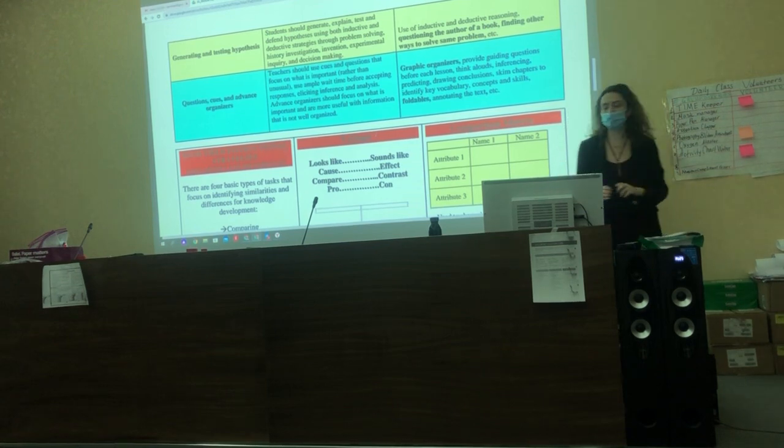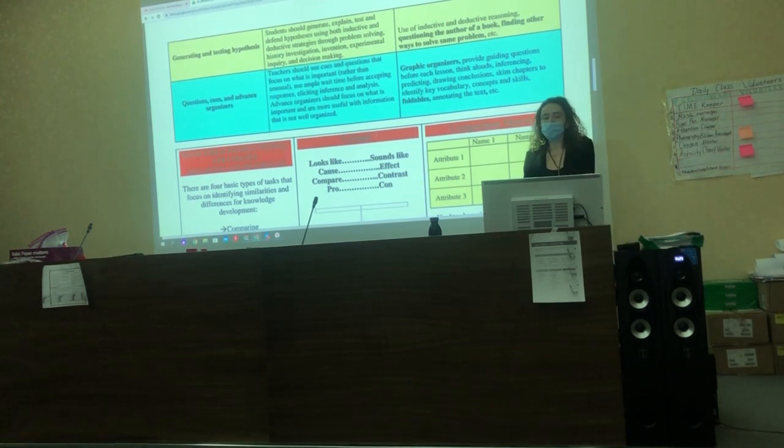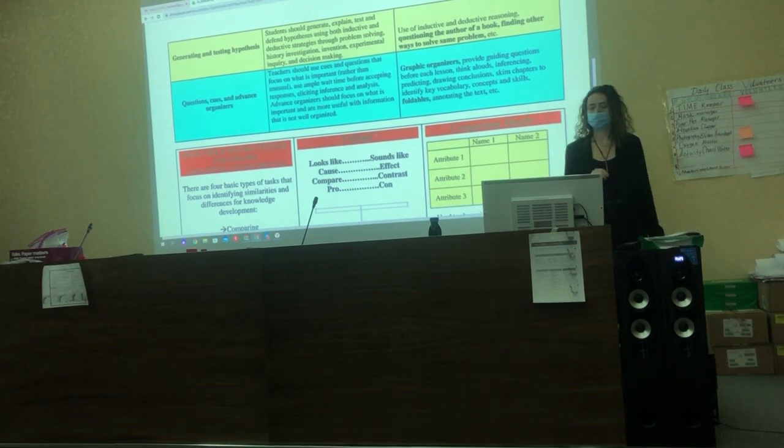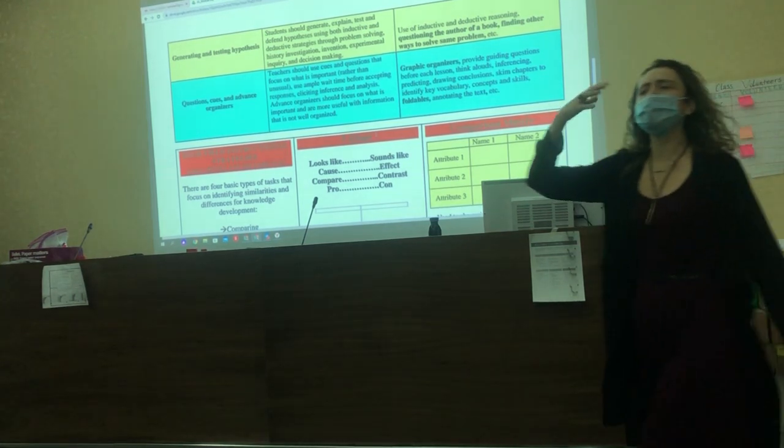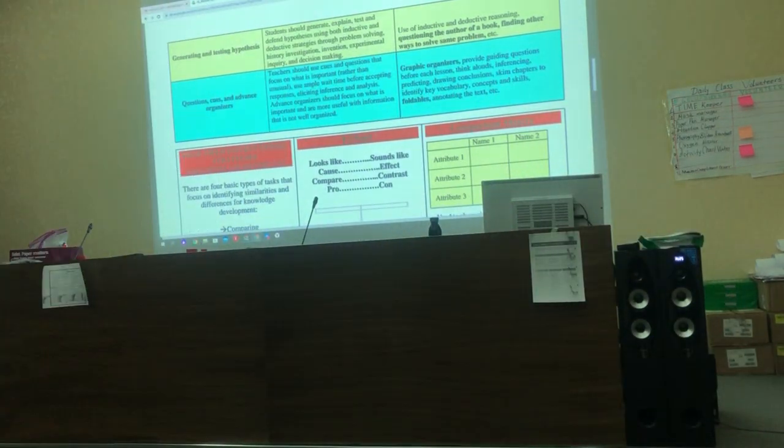Hypothesis, yes, hypothesis. Analyzing. Using both inductive and deductive strategies through problem solving, history, investigation, invention, experimental inquiry, and decision making. Okay, so this is a lot of words. Let's summarize it in our own words. What does this say? What does this mean?